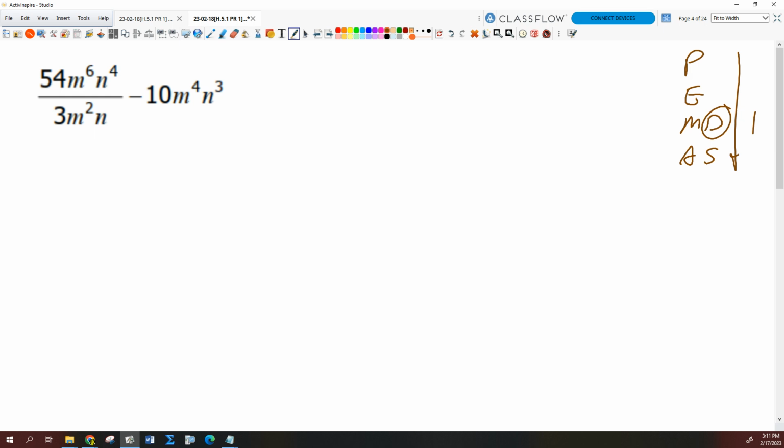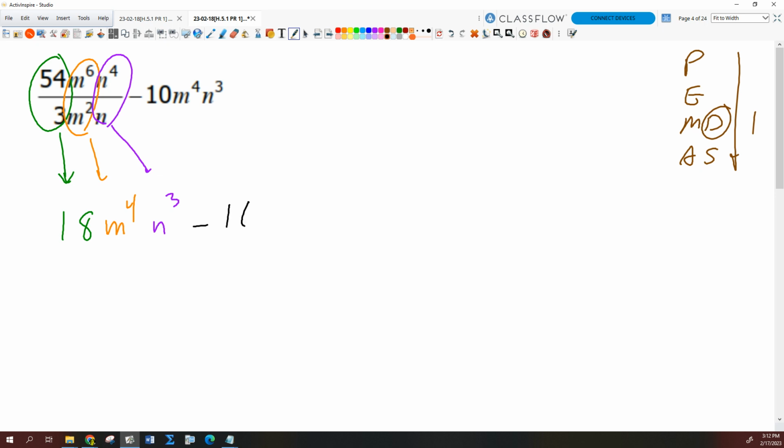Well, we're going to use a similar strategy probably, right? How am I going to divide those out? Okay, there you go. Good. So we could do 54 divided by 3, which gives us 18. And then what? Okay, so m to the 6th divided by m squared is m to the 4th. And then finally, n to the 4th divided by n is n cubed, minus 10 m to the 4th n cubed.